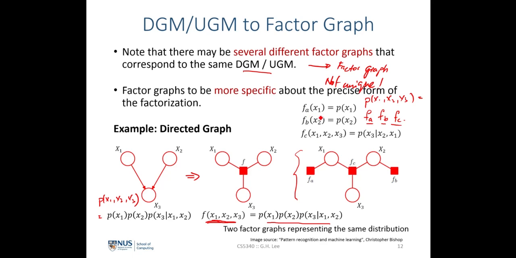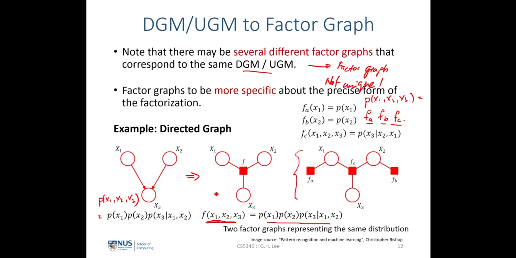We see that FA corresponds to the marginal probability distribution of x1, FB corresponds to the marginal probability of x2, and FC corresponds to the conditional probability of x3 conditioned upon x2 and x1. In this case, we'll see that this factor graph encodes the explicit factorization of these three terms into FA, FB, and FC.